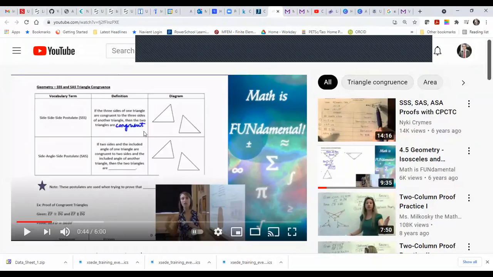Okay, so basically, the SSS postulate is like the three corresponding sides are congruent, so the triangles are congruent.